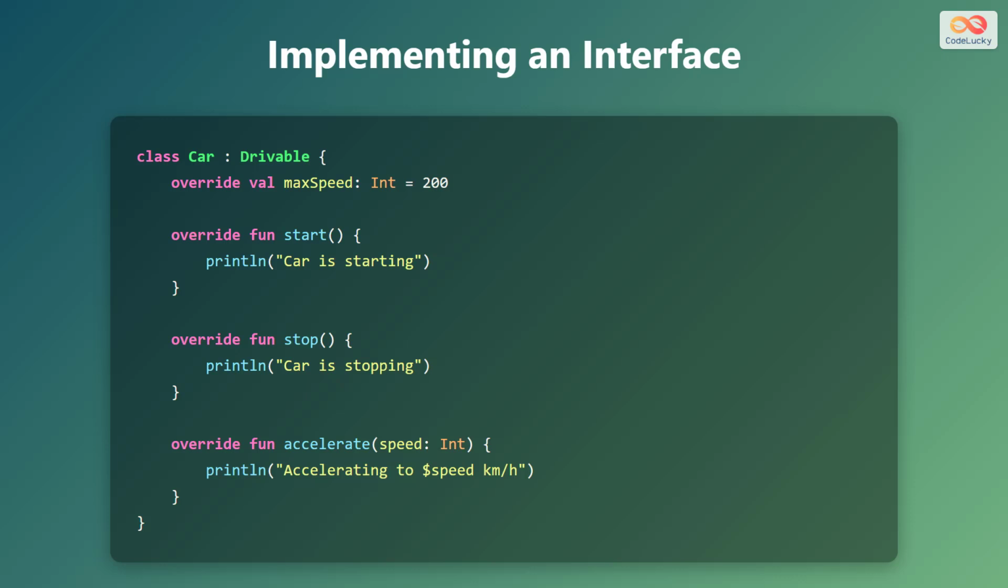Now let's implement the Drivable interface in a class. We create a class called Car and use a colon followed by Drivable to indicate that Car implements this interface. We must use the override keyword before each property and method from the interface. Here, we set maxSpeed to 200 and provide implementations for start, stop, and accelerate methods. Each method prints a message indicating what action the car is performing.